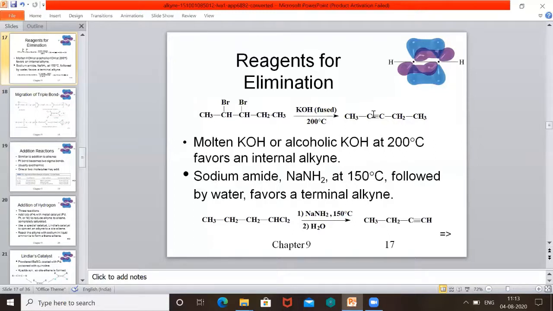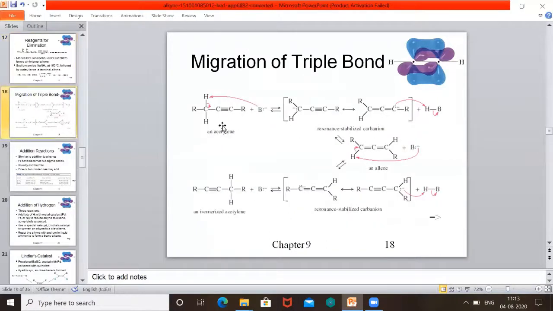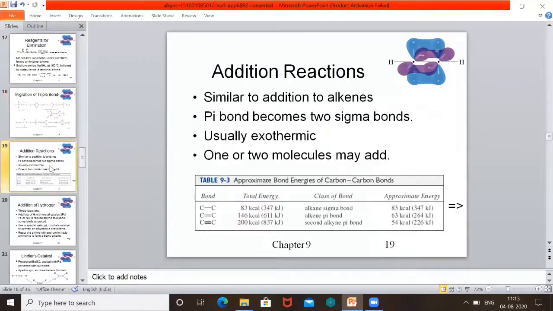The first method we have seen, and dehydrohalogenation is the second method. The industrial method you have seen is from calcium carbide. How the triple bond migrates, to see the reactivity we have to see all this, not necessary. So we have seen this.